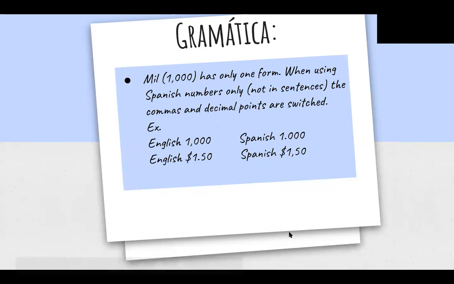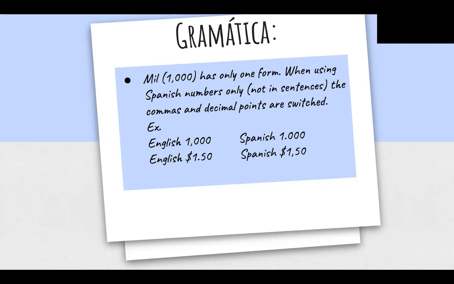Let's talk about grammar one more time. Gramática. Mil has only one form. That means that mil is mil whether you're talking about chicos or chicas, using my previous example. It's what we call a unisex word, right? It applies to both genders. So there's no need to change anything to this word. It's always gonna be mil, no matter what.